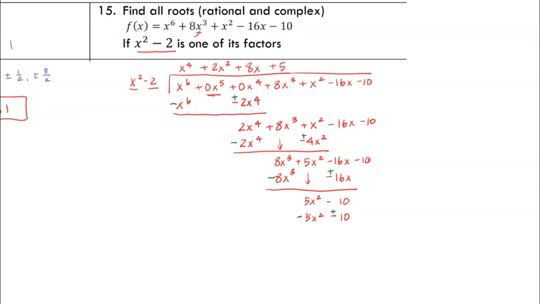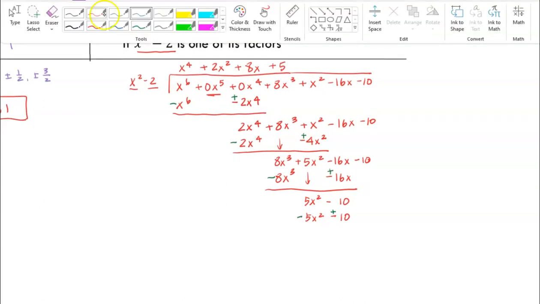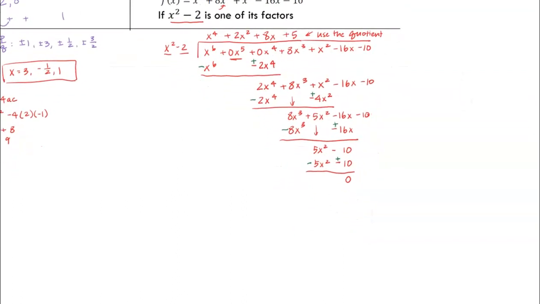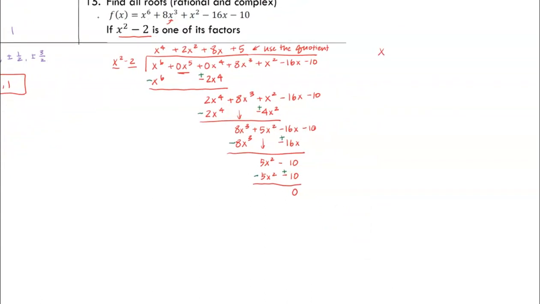Distribute a negative. Negative 1. Like that, and that is a remainder of 0. And I need this quotient. Use the quotient. How am I going to use that quotient? Okay, use the quotient to set it equal to 0.